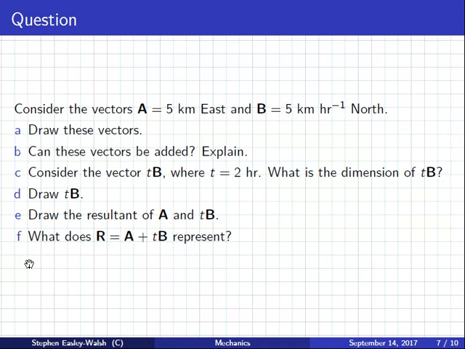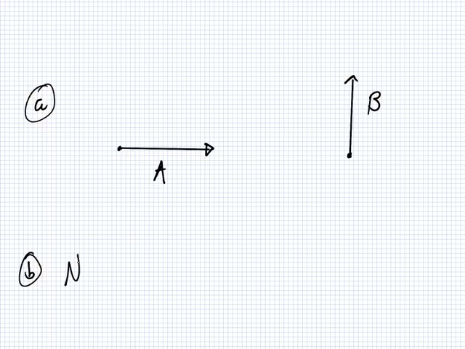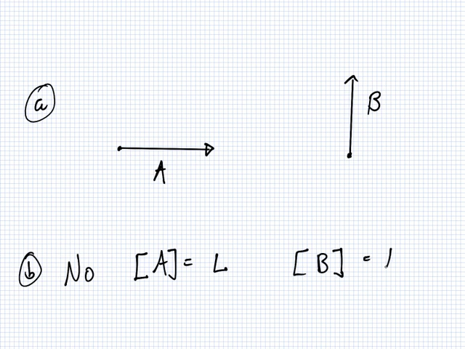Can these vectors be added? No. Why not? Very good. The answer is no, because the dimension of A is a length, and then the dimension of the B vector's magnitude is a length per time. So we can't add these together. We're not allowed to. Okay.